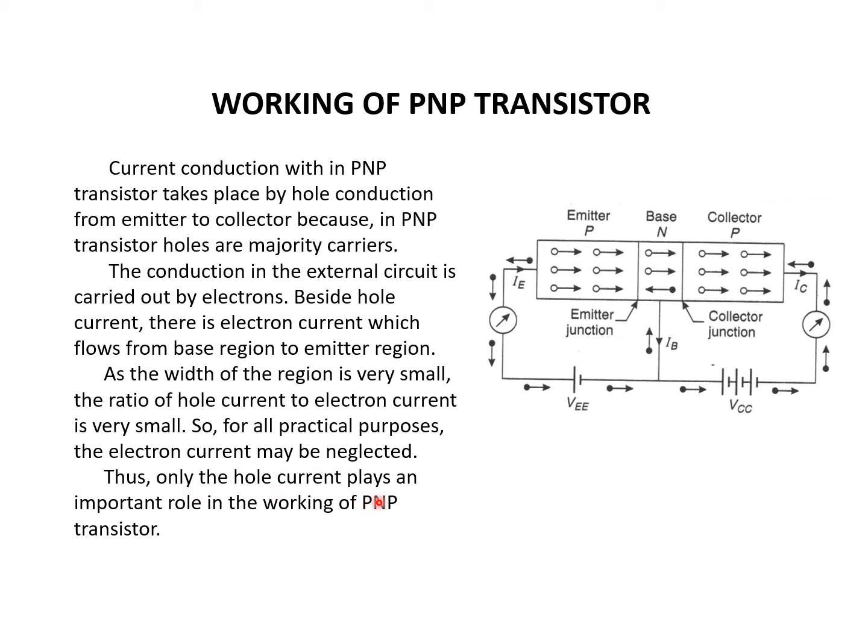Thus, only the hole current plays an important role in working of PNP transistor, because in case of PNP transistor, holes are majority charge carriers in emitter region. Hence, the current conduction is only due to holes. However, the electron current is there, but it is minor. Hence, it can be neglected. Like that, PNP and NPN transistor works.